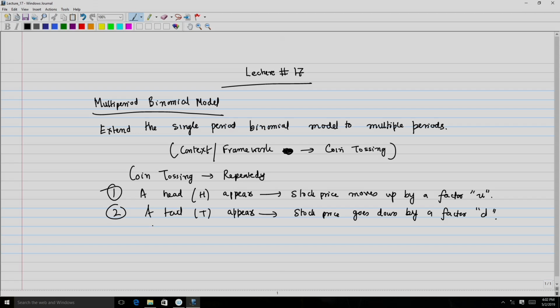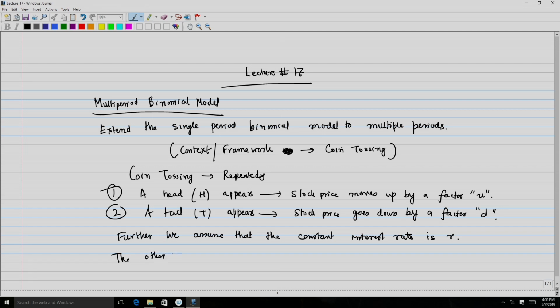Another assumption we make here is that the up factor and down factor are taken as constant across all the periods. That means, as you move from t equal to 0 to 1, t equal to 1 to t equal to 2 and so on, in each of those time periods the up factor u and down factor d are constant every time. Further, we assume that the constant interest rate for a single period is r as before.